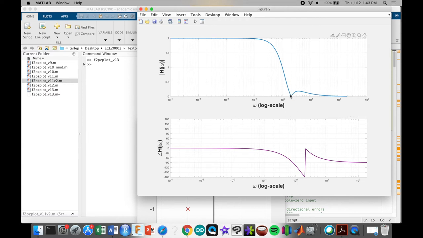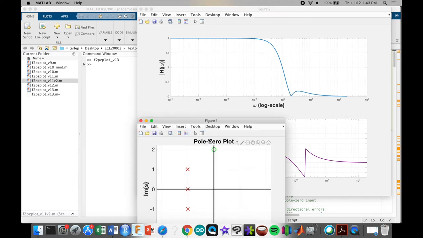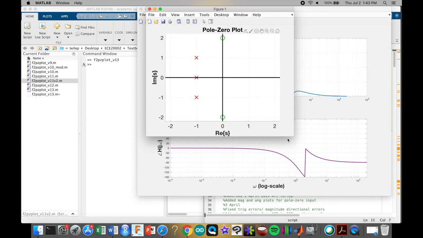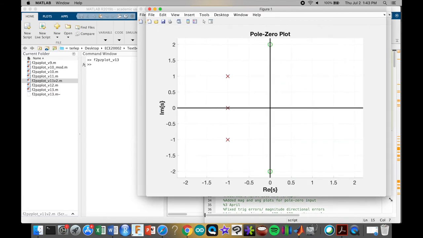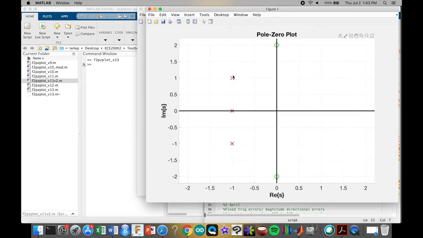Okay, so we have a dip at 2, and then it goes to 0 as it goes off to infinity. This is fantastic. This is exactly what we expected. All right, let's talk about what happens with our angles. What's our phase?